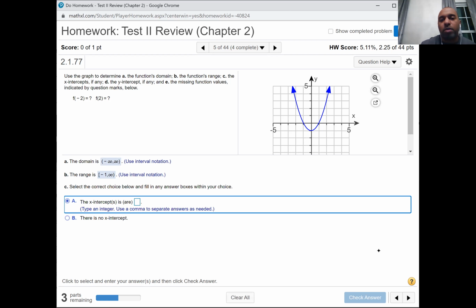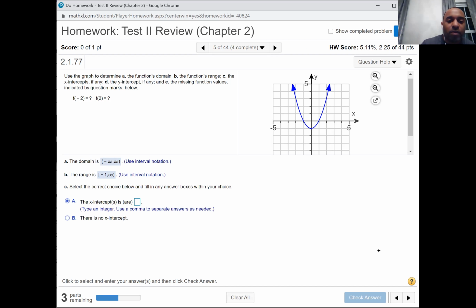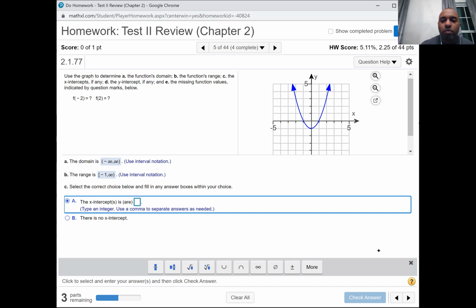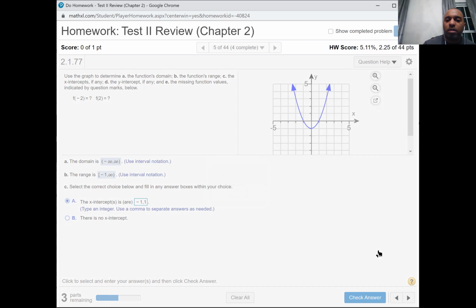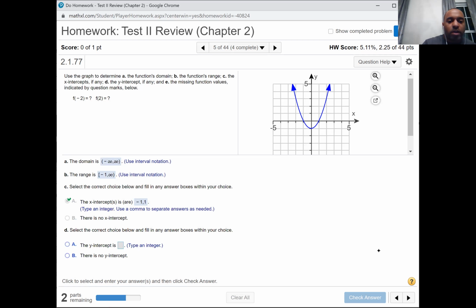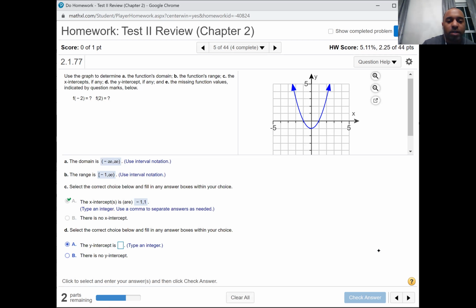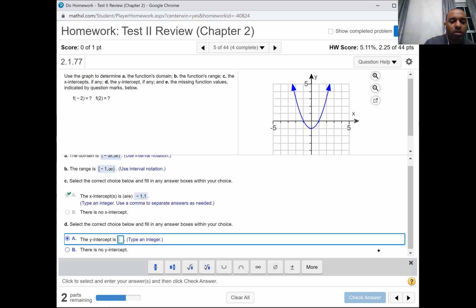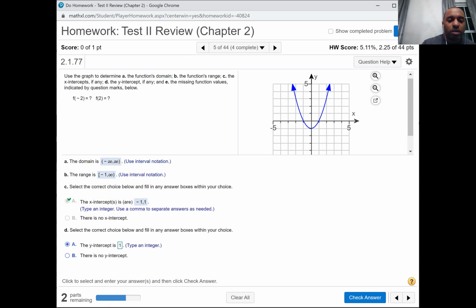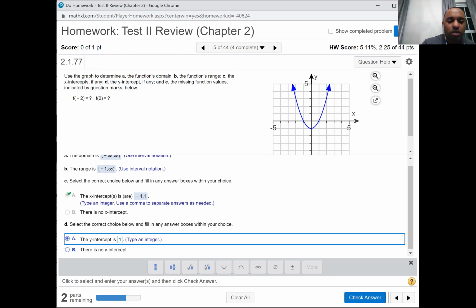X-intercepts, that's where the parabola crosses the x-axis. So we're looking at -1, +1. Let's see how they want this answer. Okay, so that was good enough. Y-intercept is where the graph crosses the y-axis. So that's down here at +1. Let's see, they want it as 1. Yep, they want it 0. So they want the x value.